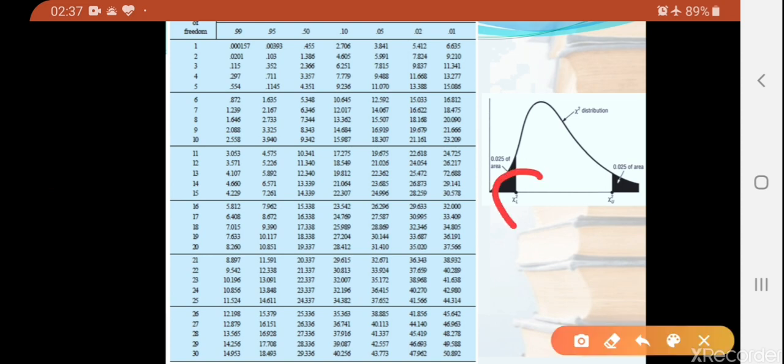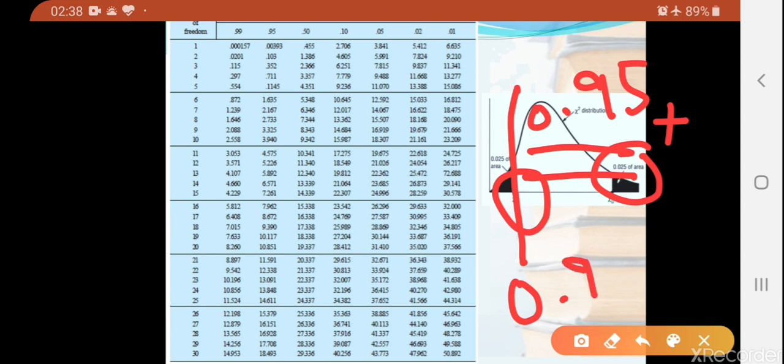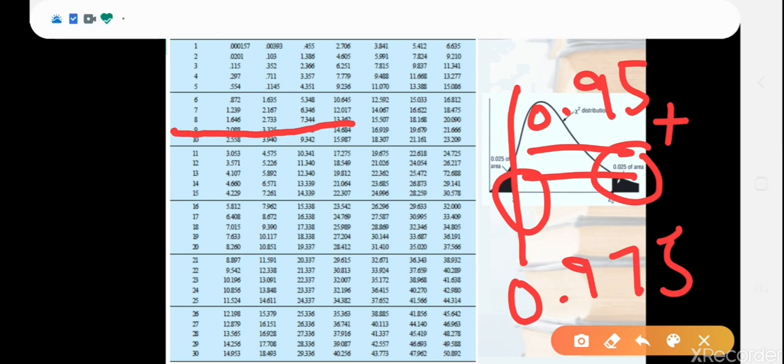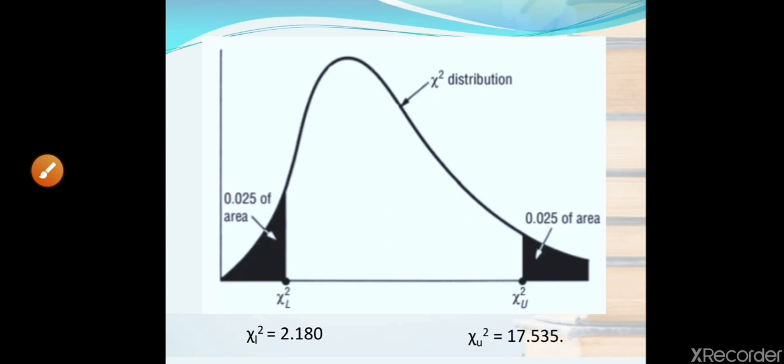For chi-square L, the total area on this side would be this 0.025 plus this area, which is 0.95. So 0.95 plus 0.025, so the value would be 0.975. So for chi-square L at 8 degrees of freedom, we will see a value between 0.99 and 0.95. So in between these two values we will interpolate for 0.975. So that would be our chi-square L.